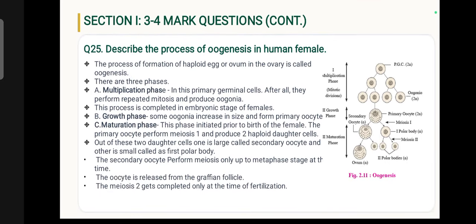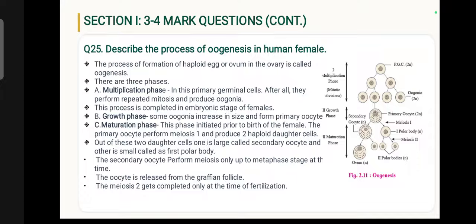Describe the process of oogenesis in human female. The process of formation of ovum or egg in the ovary is called oogenesis. There are three phases: multiplication phase, growth phase, and maturation phase. In this, primary germinal cells perform repeated mitosis and produce oogonia. This process is completed in the embryonic stage.